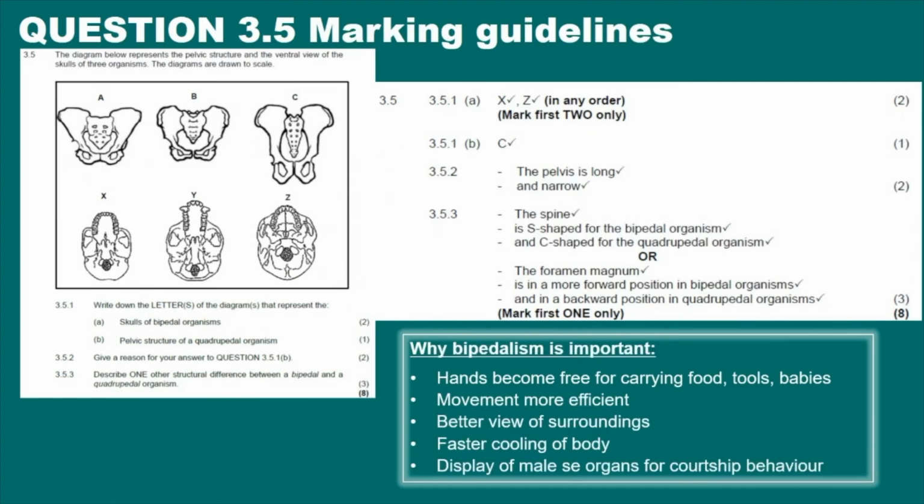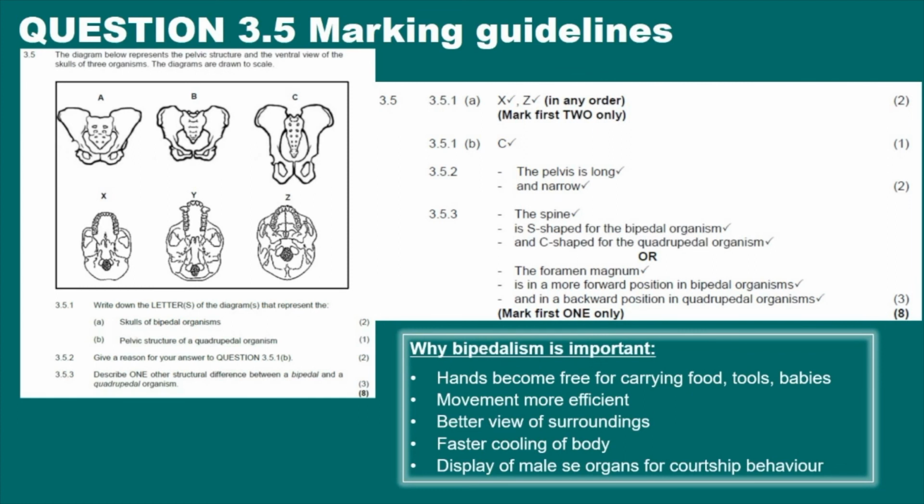So let's look at the marking guidelines. Why is bipedalism so important? We have hands. Our hands become free for carrying food, tools, and babies. We can move more efficiently. We have a better view of our surroundings. Our bodies can also cool down faster, and it allows the display of the male sex organs for courtship behavior.